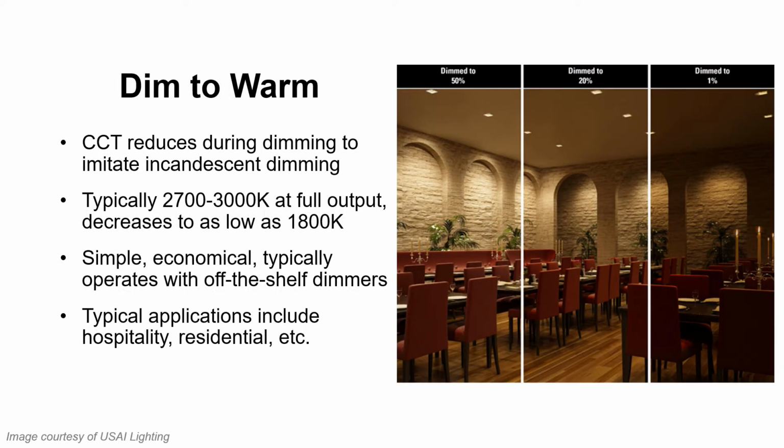A second color tuning option is a pretty simple one. Dim to warm LED products automatically reduce CCT to produce a warmer color appearance during dimming, similar to an incandescent or halogen lamp when it dims, so as to satisfy user expectations. Typically, these products operate at 2700 to 3000 K CCT at full output and gradually decrease to as low as 1800 K or the color of candlelight during dimming.